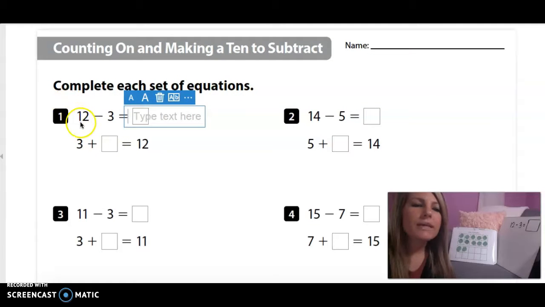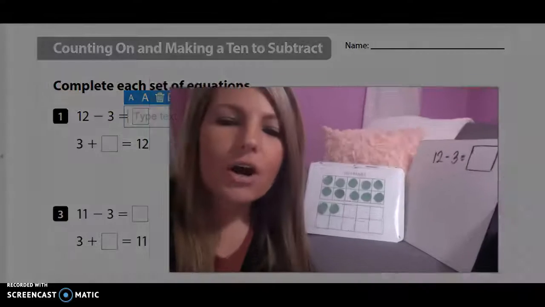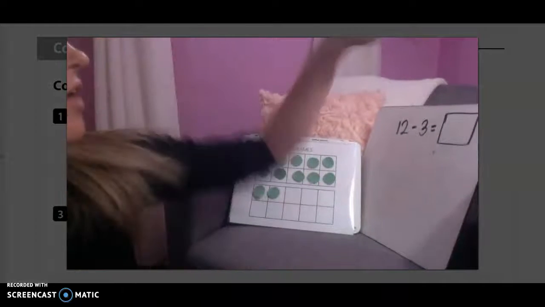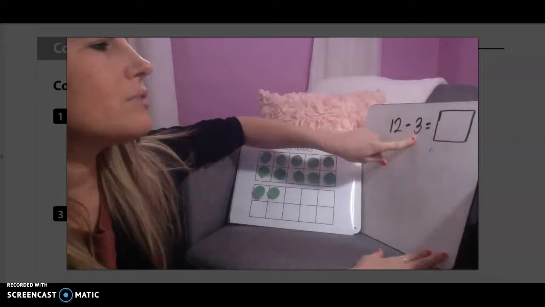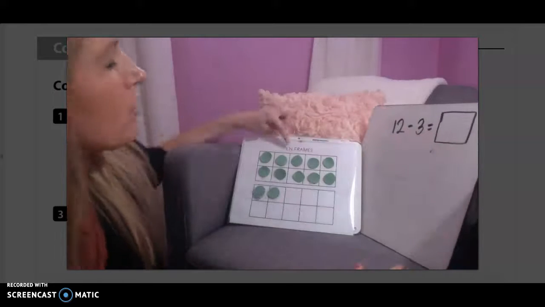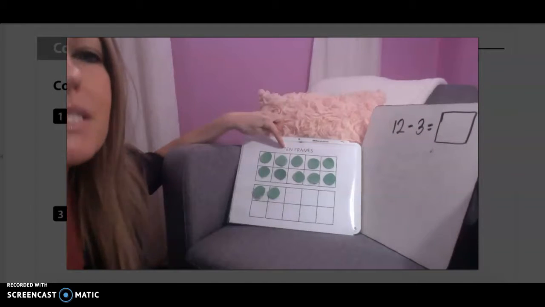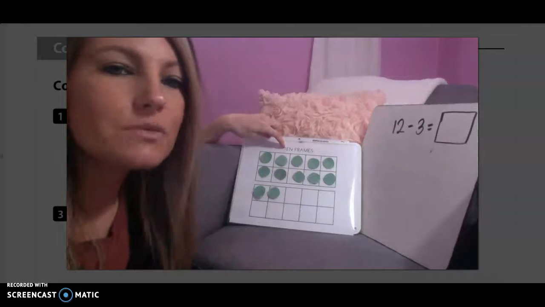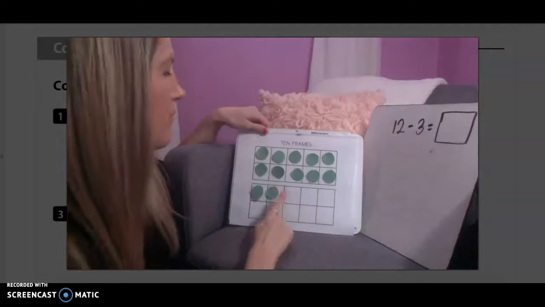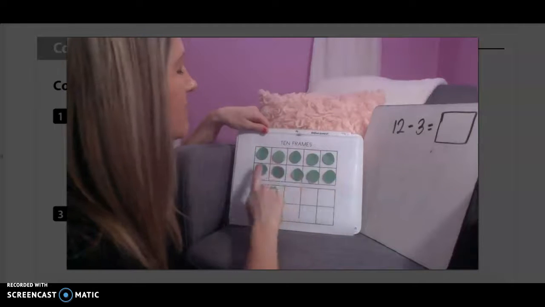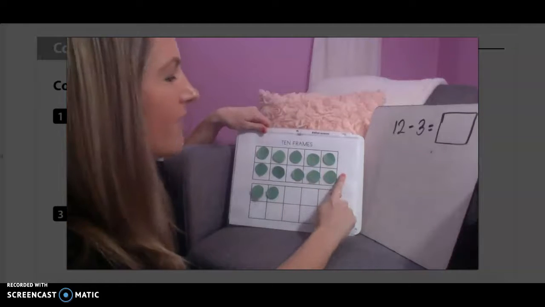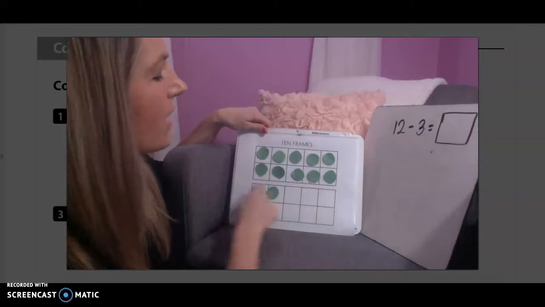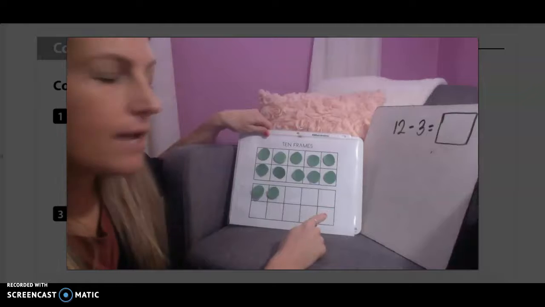My first problem that I see says 12 minus 3 equals blank. So on my board, I have already started off by writing the number sentence. 12 minus 3 equals blank. Over here, I'm going to use my 10 frames to help me solve, just like I did last week. My 10 frames, if you remember, have 1, 2, 3, 4, 5, 6, 7, 8, 9, 10 squares. That's why we call it a 10 frame. I've got a 10 frame up here, and I've got a 10 frame down here to help me subtract today.